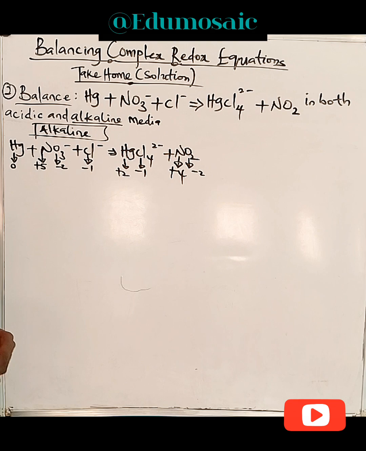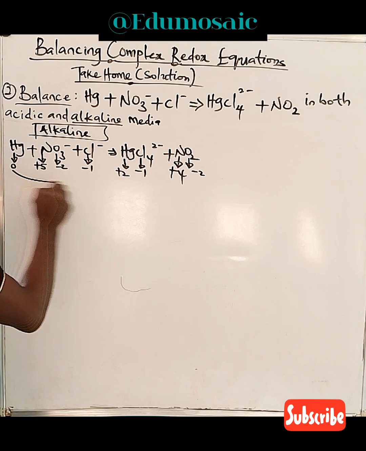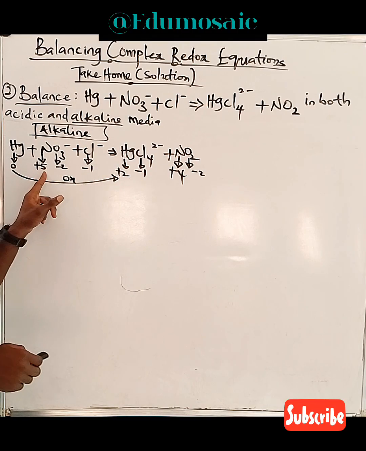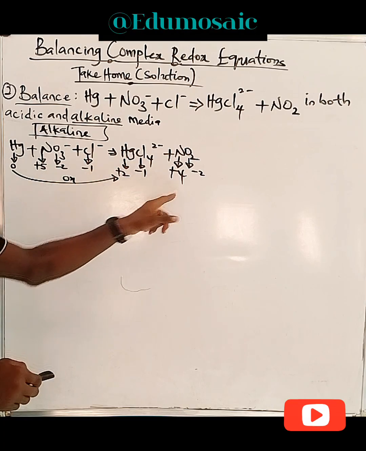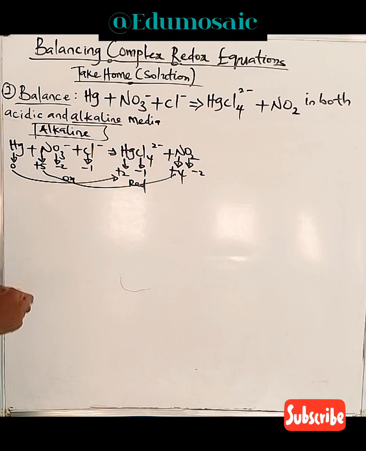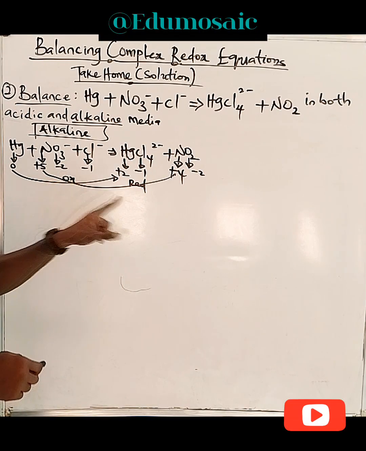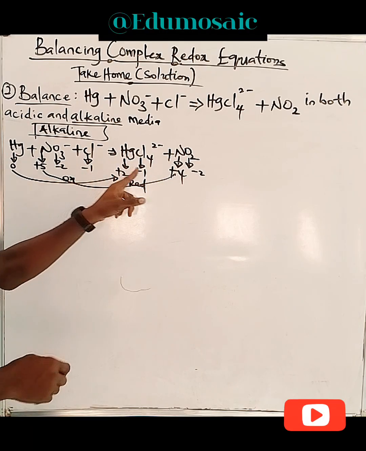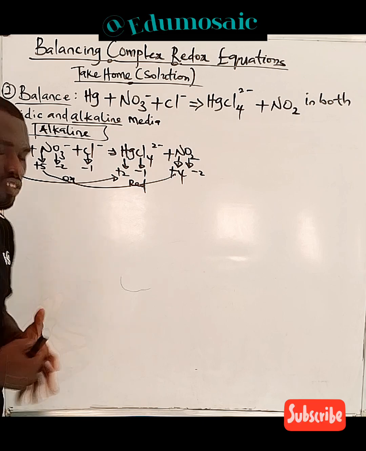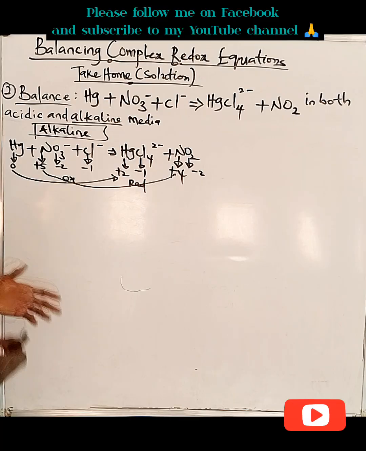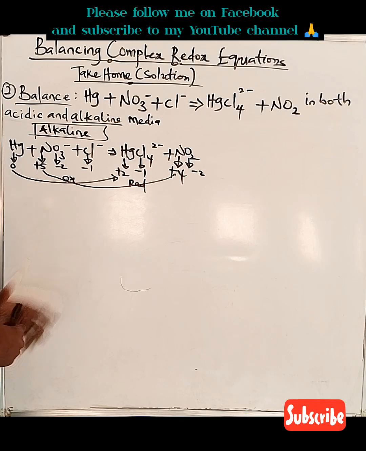So quickly, let's see our reduction and oxidation. Look at the mercury from 0 up to plus 2. This is absolutely oxidation. An increment in oxidation number is oxidation. Now for the nitrogen, from plus 5 oxidation number down to plus 4, clearly this is reduction. When you look at other players, oxygen here is minus 2 and oxygen here is minus 2, so there's no change in oxygen. Chlorine is minus 1 here and minus 1 here. So oxygen and chlorine are not the major players in this equation. The major players are Hg, mercury, and the nitrogen atom.